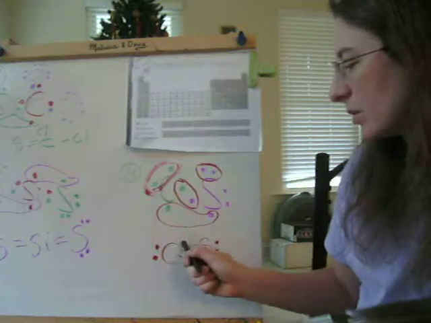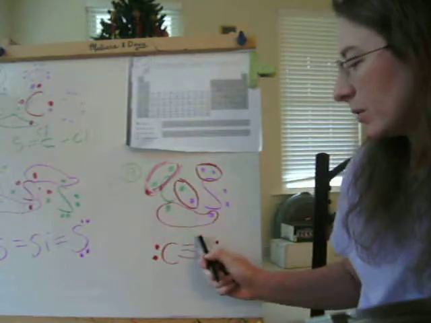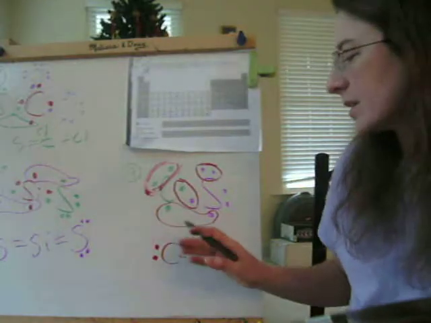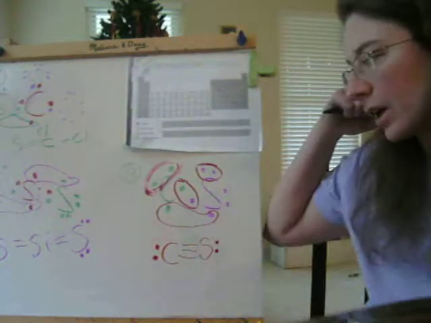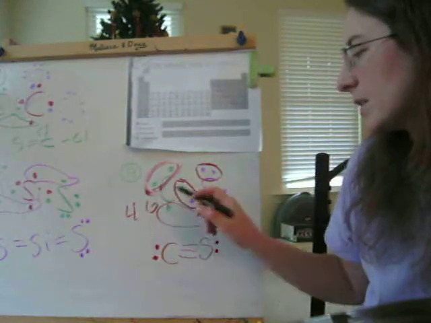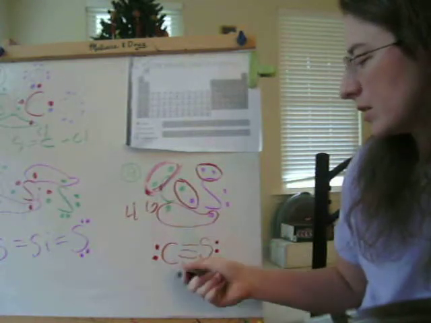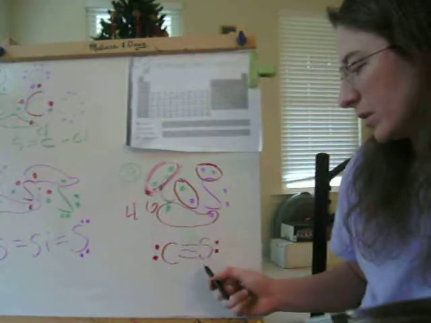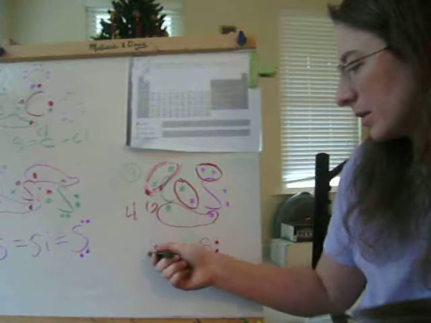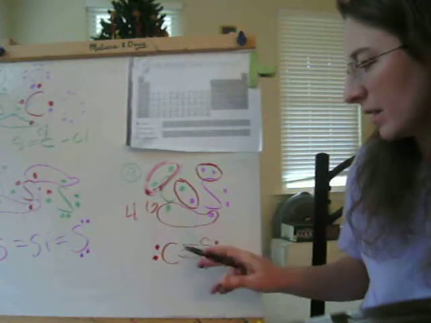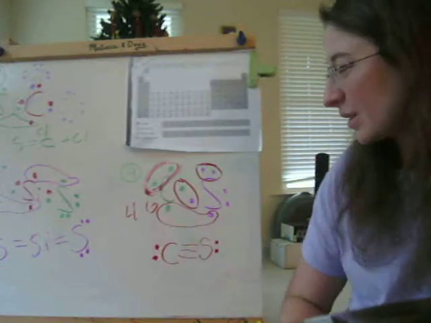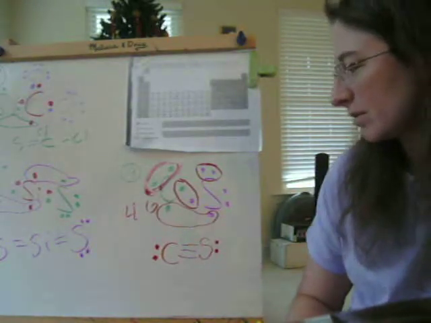We get 2, 4, 6, 8 for the carbon and 2, 4, 6, 8 for the sulfur. And that's the best structure we're going to get there, since we have such a strange number of electrons, because we had 4 from the carbon and 6 from the sulfur, so 10. How do you share 10 things around 2 things? Well, 2, 4, 6, 8, 10. 10 things shared around 2 things. That's the only way to do it.